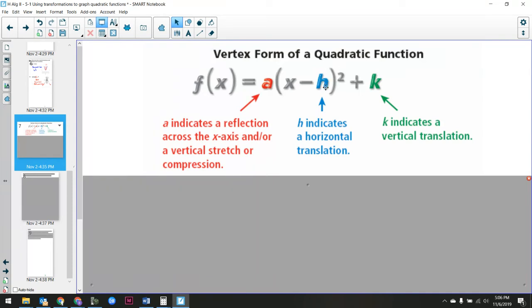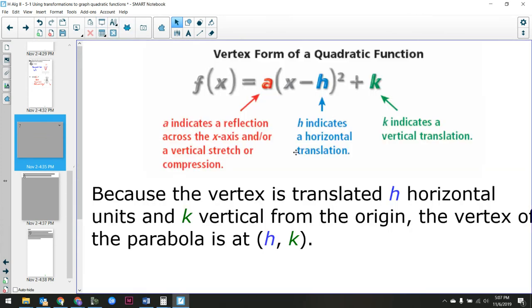H is a move left or right. K is a move up or down. Notice that B is not in here. B is not in there because it messes everything up. We don't really work with a horizontal stretch or compression when it's put in vertex form. You can't really tell it very well. So these are ones that have not been horizontally stretched or compressed.